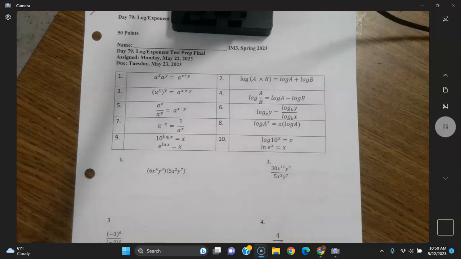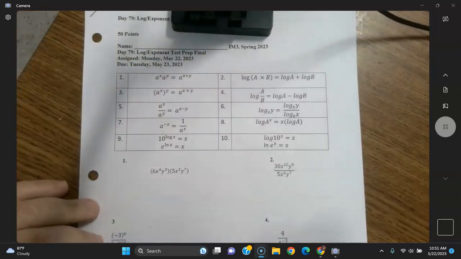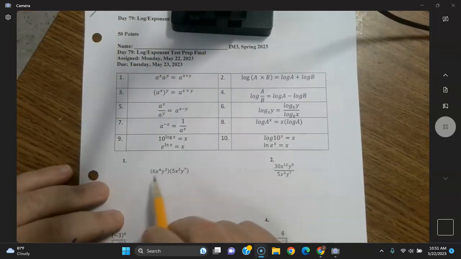Integrated Math 3, this is the final test prep that you're going to be doing on Monday, May the 22nd. So you want to take these problems and practice them. These are the problems that are going to be on your test on Tuesday, May the 23rd. So you'll turn this in on Tuesday, May the 23rd. Okay, let's get started. All right, so number one, you're asked to multiply these.